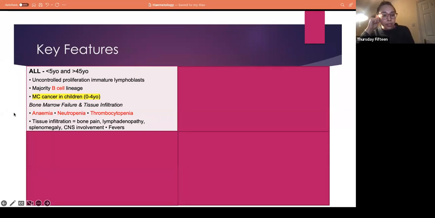The tissue infiltration side of things is different. You get so many of these cells that they just block up your bone marrow, so you get bone pain. They block up your other lymphoid sites, so your lymph nodes will get bigger, you get a bigger spleen, and you can even get CNS involvement as well. So that's ALL.